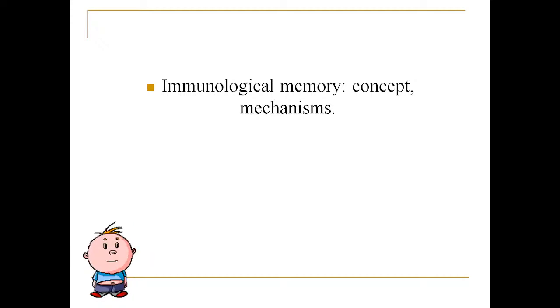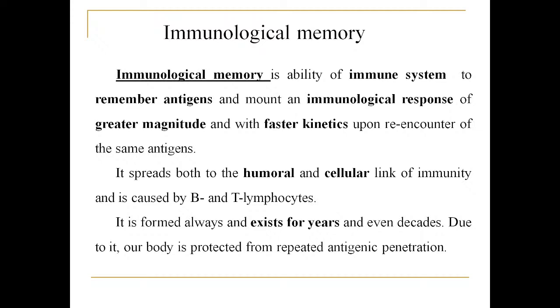Immunological memory is a normal type of immune response. It is the ability of the immune system to remember antigens and mount an immunological response of greater magnitude and with faster kinetics upon re-encounter of the same antigens. It means that the immune system remembers this antigen, and the following time, on contact with the same antigen, the immune system will produce a more severe immune response, and it will be faster.